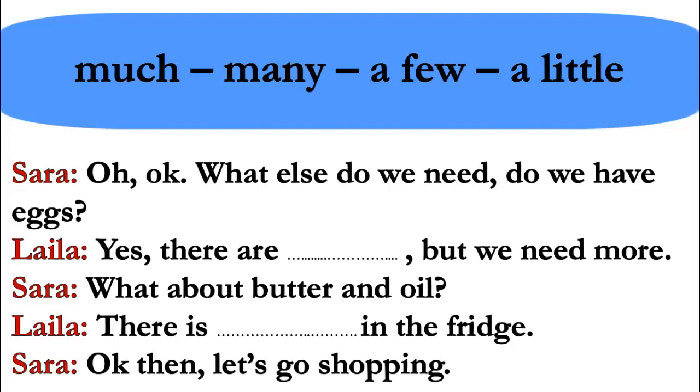Layla, yes, there are. We speak about what here? Eggs. And the word eggs is plural. That's right. So it's going to be what here? A few. But we need more. What about butter and oil? There is in the fridge, as we have said. The words butter and oil are uncountable nouns. So you are going to use a little here.